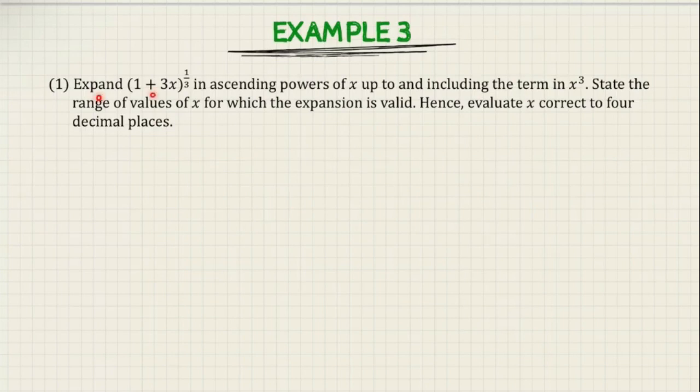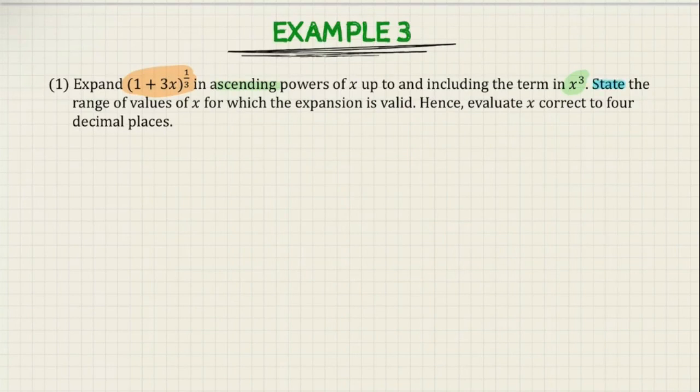Expand 1 plus 3x to the power of 1 over 3 in ascending powers of x. So dia mention ascending power. So dia nak kita expand 1 plus 3x to the power of 1 over 3 up to and including the term in x cube. So kat sini dia dah beritahu dia nak kita expand sampai term yang ada x cube sahaja. So dah jumpa x cube, dah boleh stop. Okay. Kemudian ada soalan seterusnya.